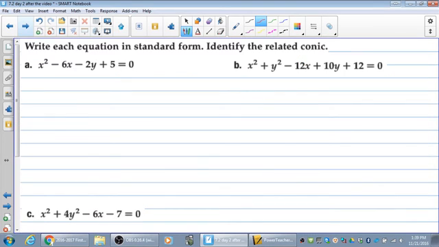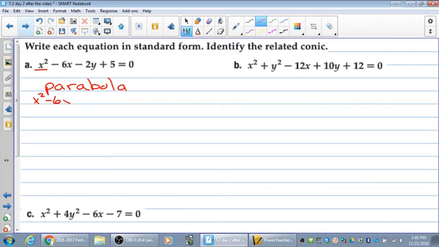Cool. Write each equation in standard form and identify the related conic. On this first one I have an x squared, but there's no y squared. So actually I don't need to find the equation first. I already know that this has to be a parabola because one of the variables is not squared. There's no y squared up here at all. So let's complete the square.